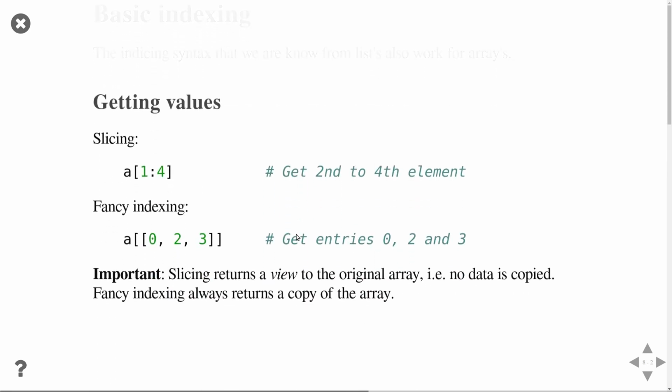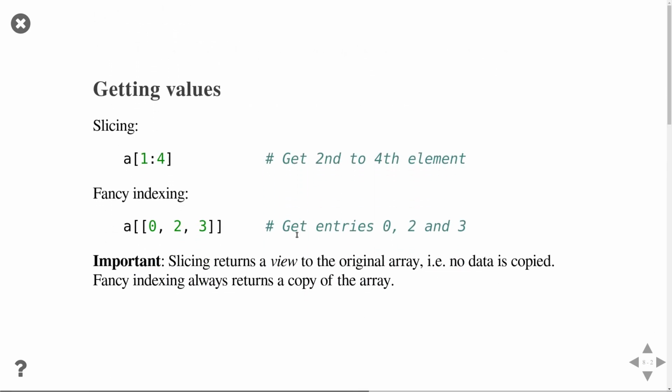Indexing, this we already know. Much of this is quite useful. We already know from Python lists, so we can slice if you only want to get the second to fourth element. We can do some fancy indexing if you only want to get the 0, the second, and the third item in our array.